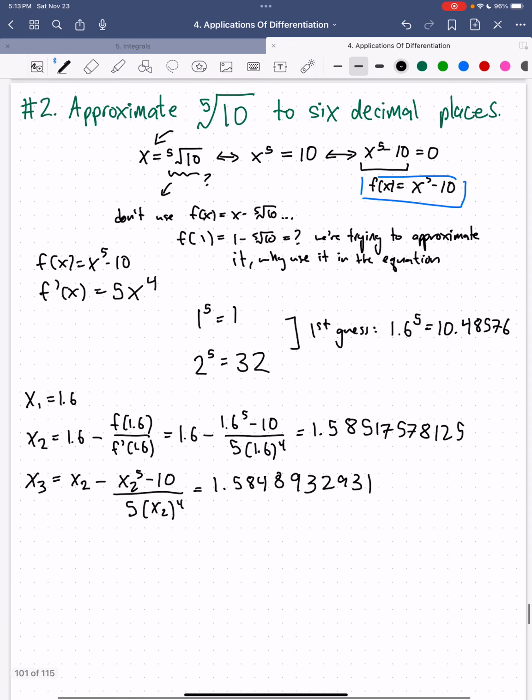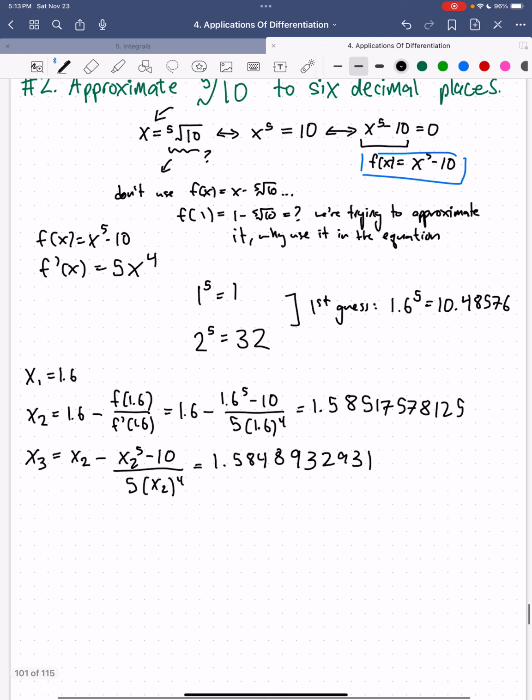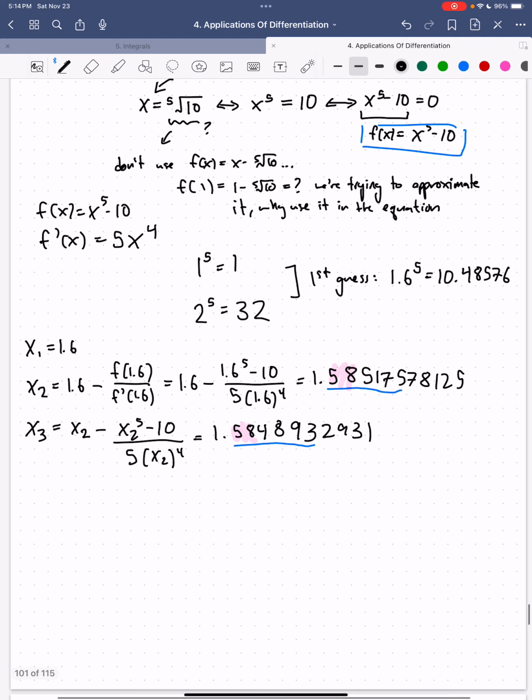Okay. So here we see that we are agreeing to, so we wanted 6. I'll just underline the first 6 so we can compare. Here we see that we match the first 2. That's not too bad, but we want a little bit more accuracy. So let's go again and find our x4.